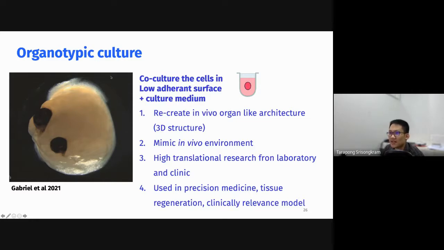So with the organotypic culture, we can recreate the in vivo organ-like architecture, 3D structure, and it can mimic the in vivo environment. And because it mimics the in vivo environment, it provides high translational research from laboratory to clinic compared to the cell line. Okay, and also it can be used in precision medicine, tissue regeneration, and clinically relevant models.